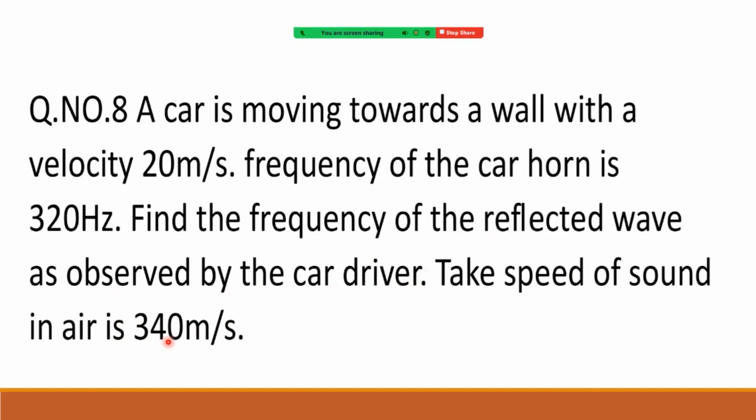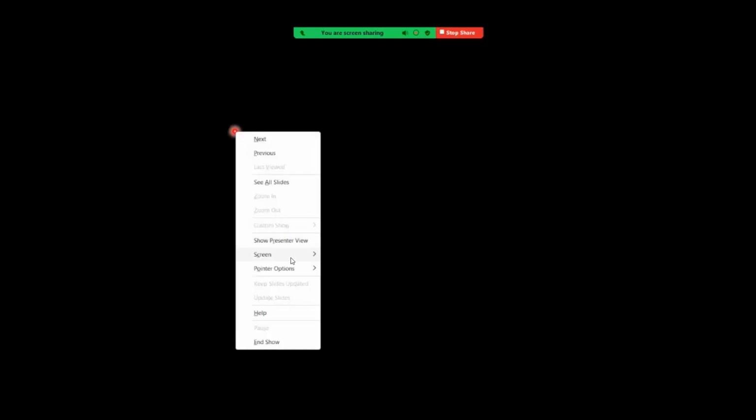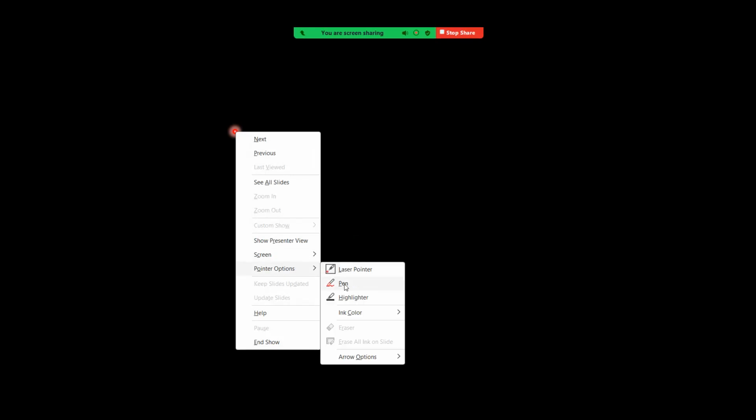Right, so first of all, the condition is the car is moving towards a wall, velocity 20 meter per second. Given: towards a wall, frequency 320, speed of sound 340. Frequency of the reflected wave as observed by the car driver. See how to start the problem. So first write down the given data.